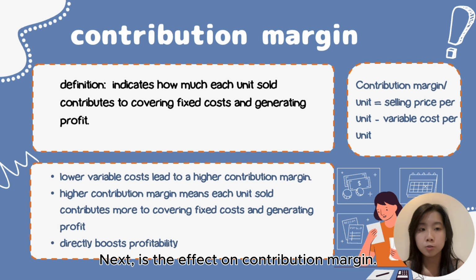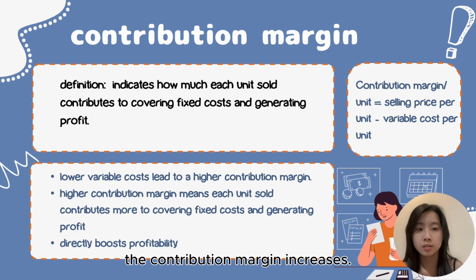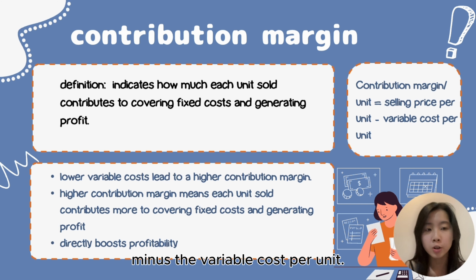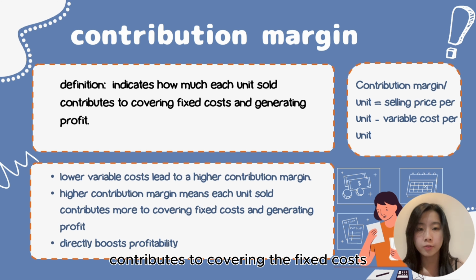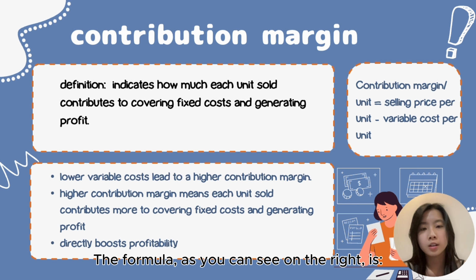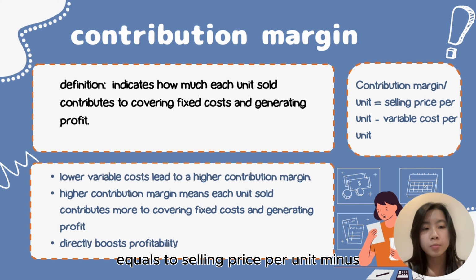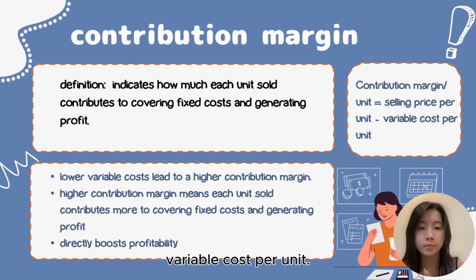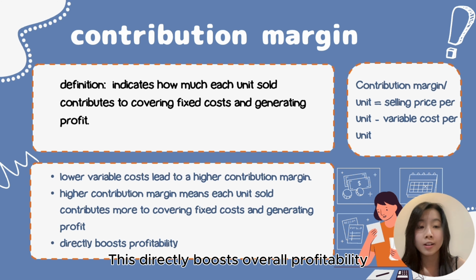Next is the effect on contribution margin. When the variable cost is lowered, the contribution margin increases. The contribution margin is calculated as the selling price per unit minus the variable cost per unit. It represents how much each unit sold contributes to covering the fixed cost and generating profit. The formula, as we can see on the right, is contribution margin per unit equals selling price per unit minus variable cost per unit. A higher contribution margin means each unit sold contributes more to covering fixed costs and generating profit. This directly boosts overall profitability once fixed costs are covered.